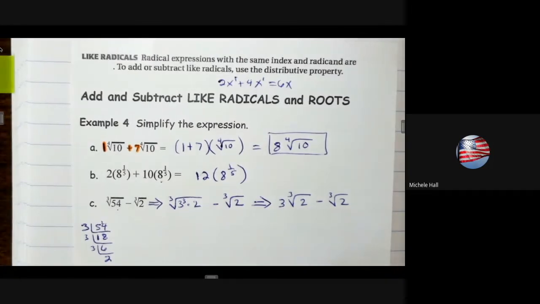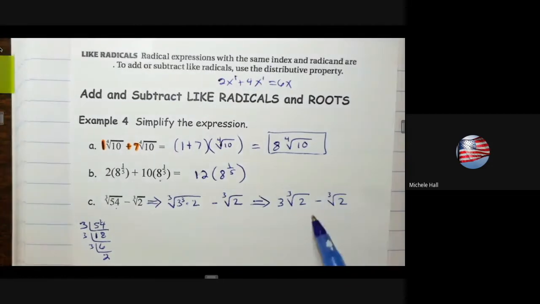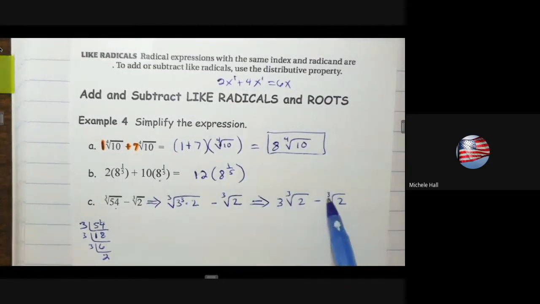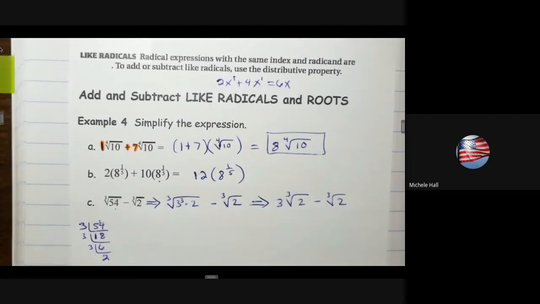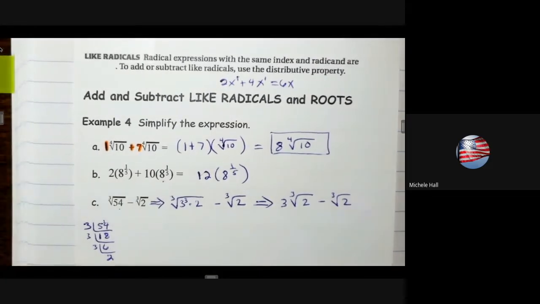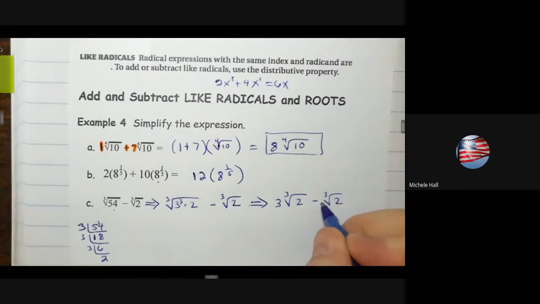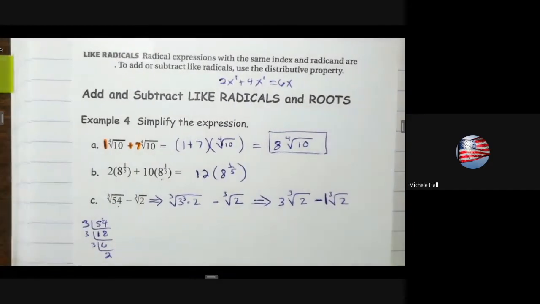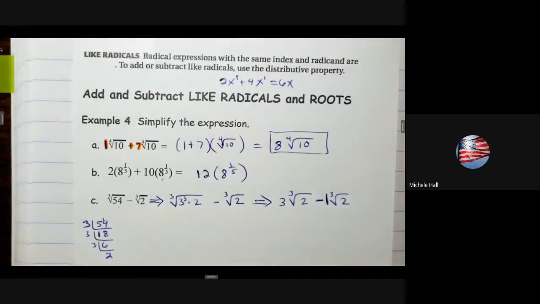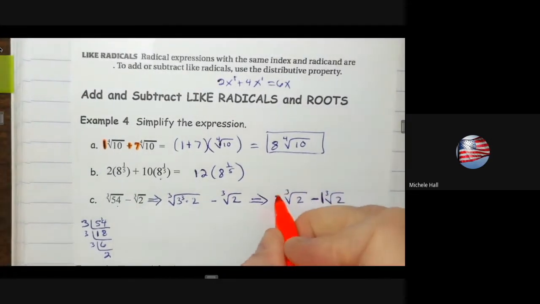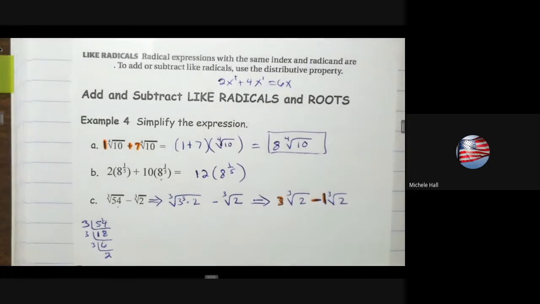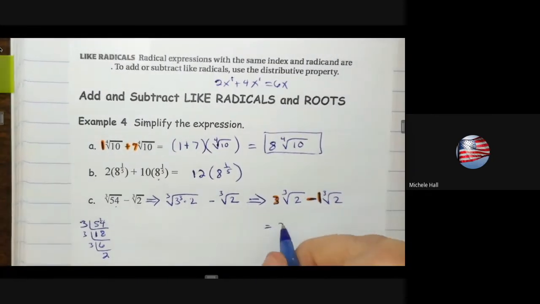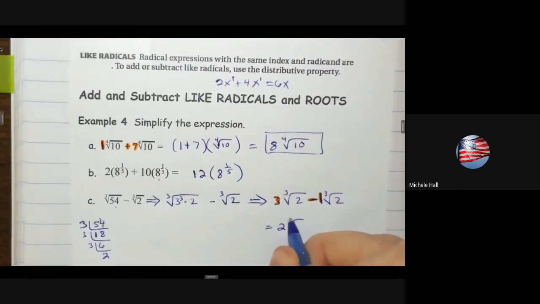Now that we have exactly the same radicand numbers, and we have the same a values, we can combine that together. Remember that there is a 1 understood to be in front of the radicand. So we're looking at 3 minus 1 cube roots of 2. 3 minus 1 is 2, and we have the cube root of 2.